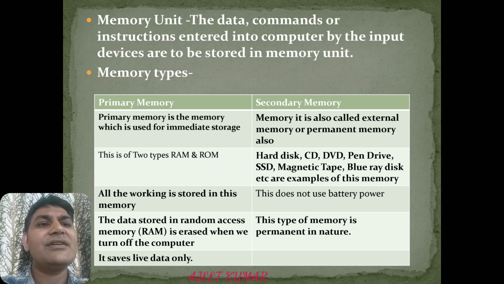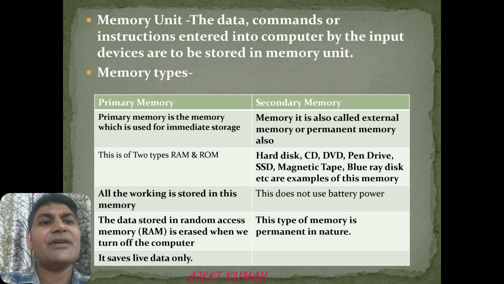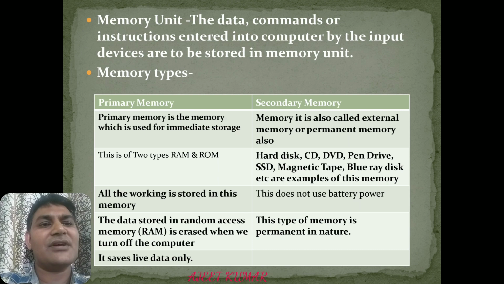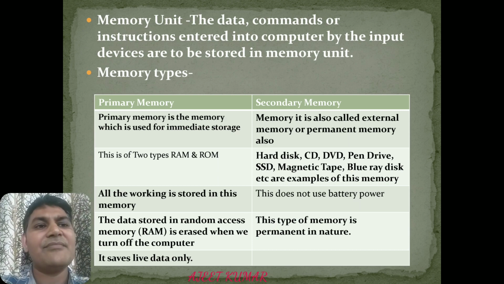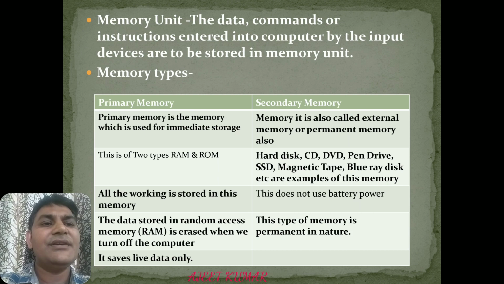Secondary memory. Secondary memory is also called external memory or permanent memory. Hard disk, CD, DVD, pen drive, SSD, magnetic tape, Blu-ray disc, etc. are the examples of this type of memory. This memory does not use any backup or battery power to store the data. This type of memory is permanent in nature.